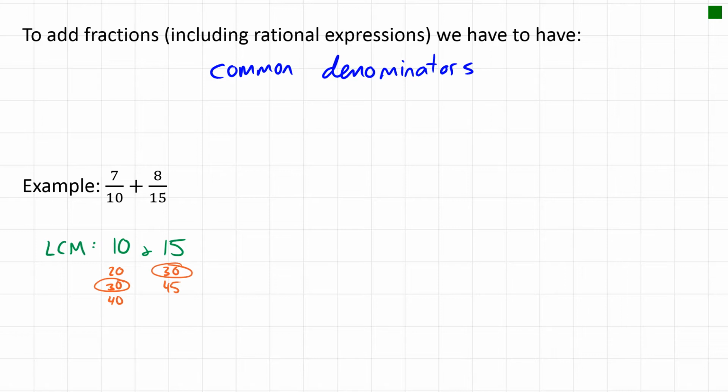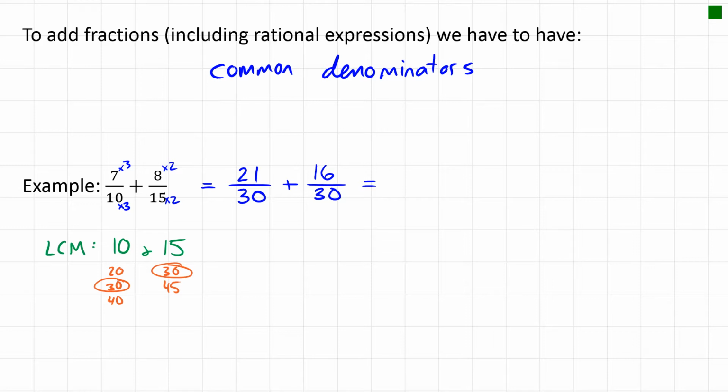So to add these two fractions, we're going to turn them each into fractions of 30. So I'm going to multiply the top and bottom of the first fraction by 3. So that would make the denominator 30. And I'm going to multiply the top and bottom of the second fraction by 2, because that would make the denominator 30. So 7 times 3 is 21, and then I have over 30. And plus 8 times 2 is 16 over 30. And that's our standard method for adding fractions.